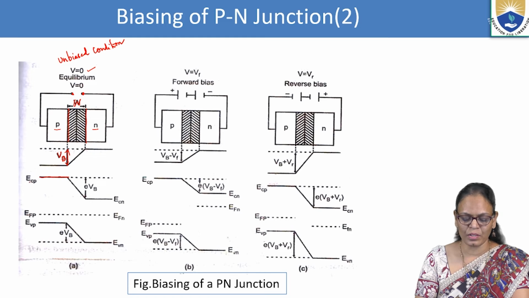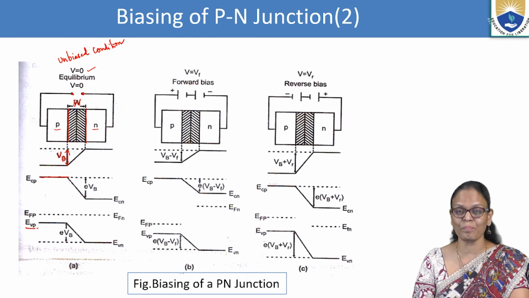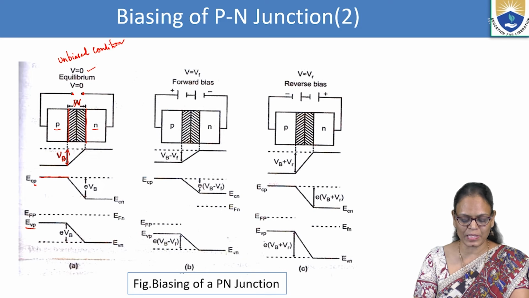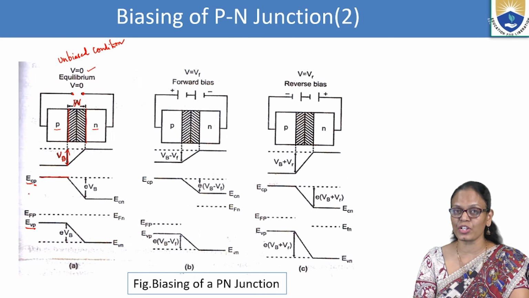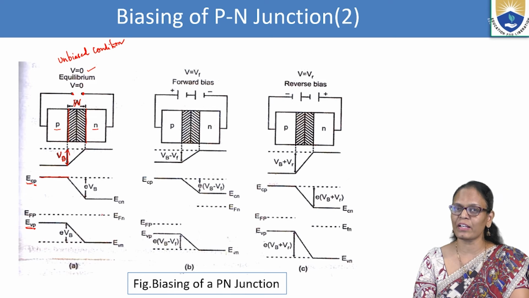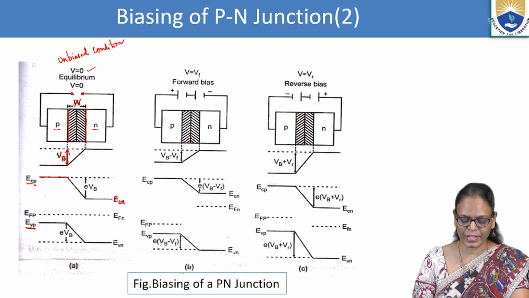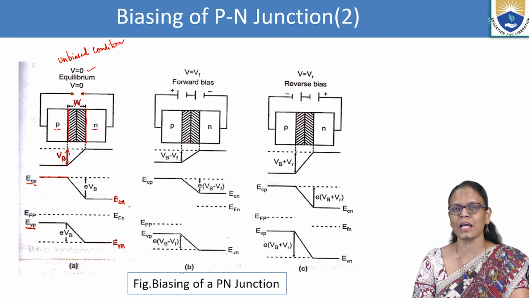ECP denotes the lowest level of the conduction band on the P side, and EVP denotes the topmost level of the valence band on the P side. So P here represents the P side, EC is for the conduction band and EV is for the valence band. Now when you are drawing the diagram for a PN junction, as already discussed in the energy band diagram, this is ECN for the N side conduction band, and this is EVN. V always denotes the valence band and N denotes the N side.